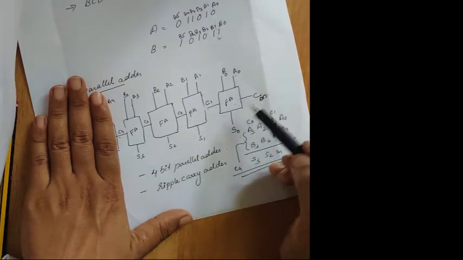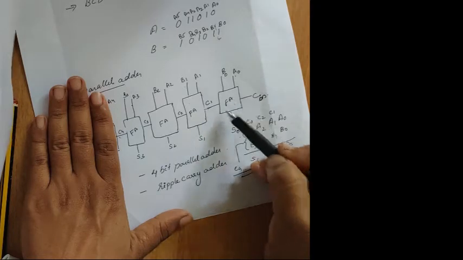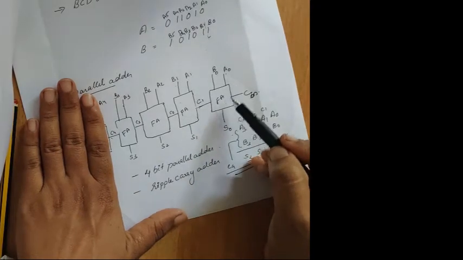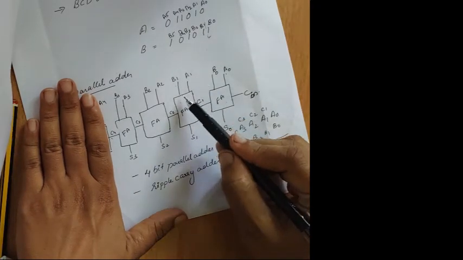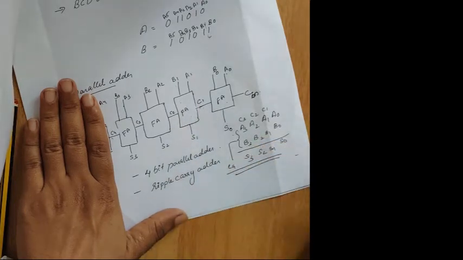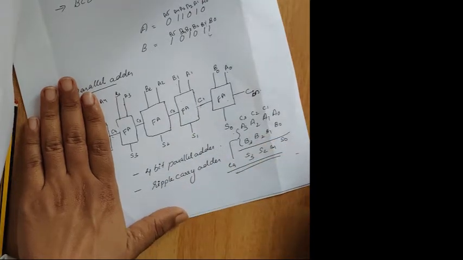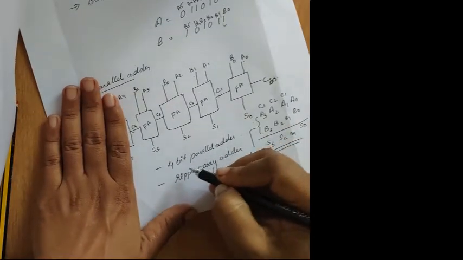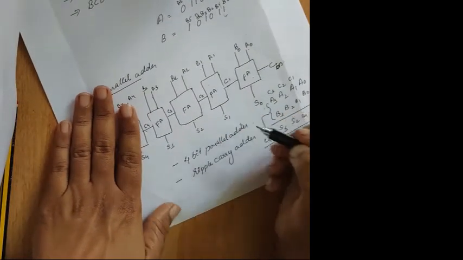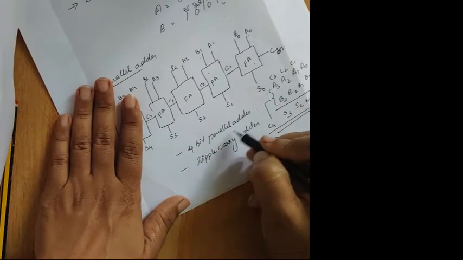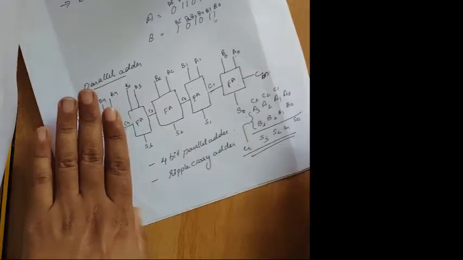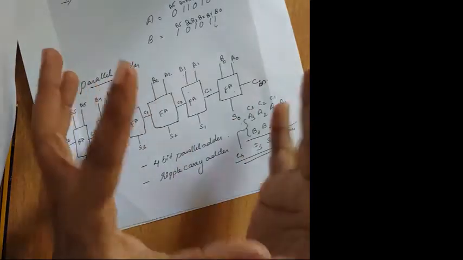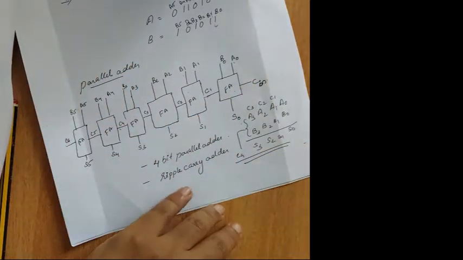Whatever function you're performing using an adder, the output will be given to the next. For that you are calling it a ripple carry adder. So for the next question, you have to design a 4-bit parallel adder or a ripple carry adder. Depending upon the number of bits, your adders will be increasing.